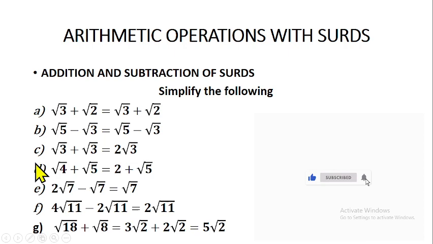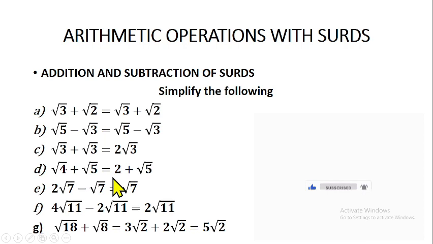Can we add this together? √4 + √5. No, we cannot add them together. But we can still do something to this √4. We can simplify it further. Does that make any sense to you? Yes, because 4 is a perfect square. You can simplify it. So what's √4? That gives us 2 + √5. Do you understand this now? But can we add 2 + √5 together? No. They are two different things. We cannot add them together. So that's the answer. We understand that.